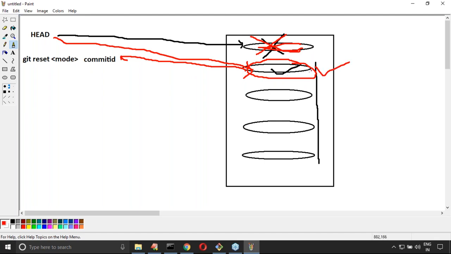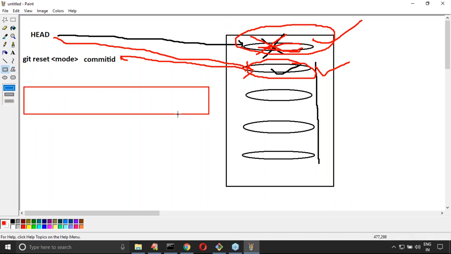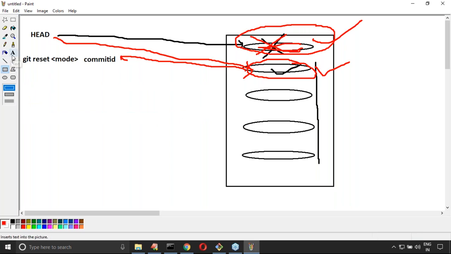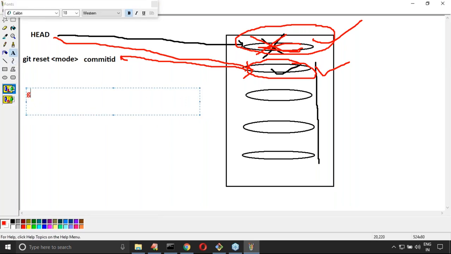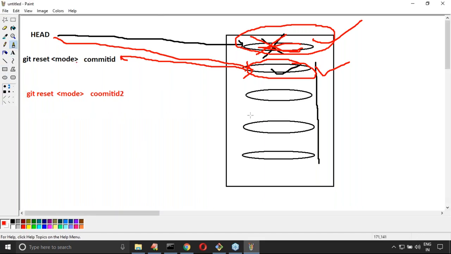Head moved to this commit, and after this commit, whatever commits are there by default will be removed. Remember that, right? Suppose I use the command git reset. Of course, the mode we will discuss later, forget about the mode. Now I'm taking commit id 2. Assume that this is commit id 2.